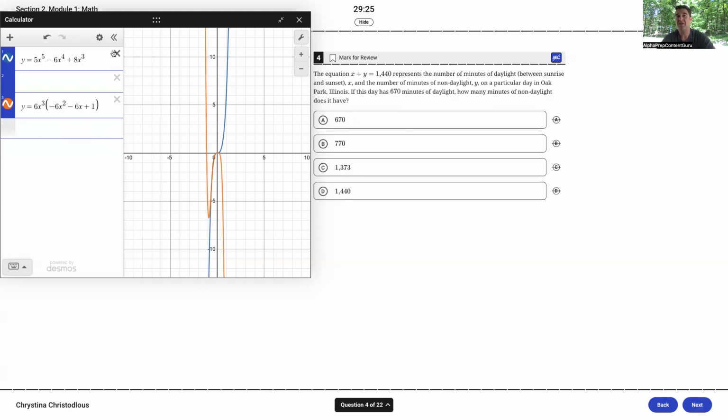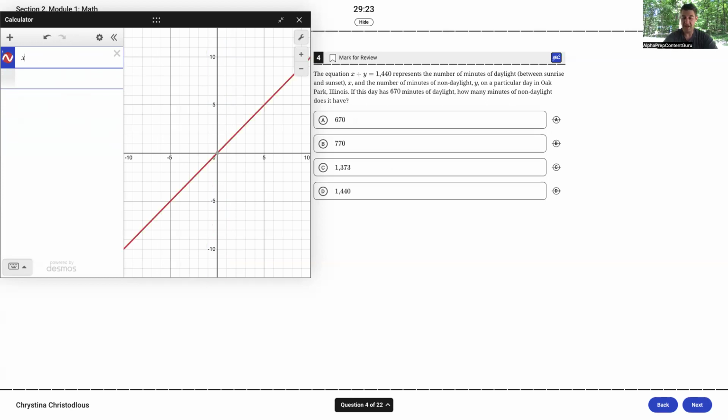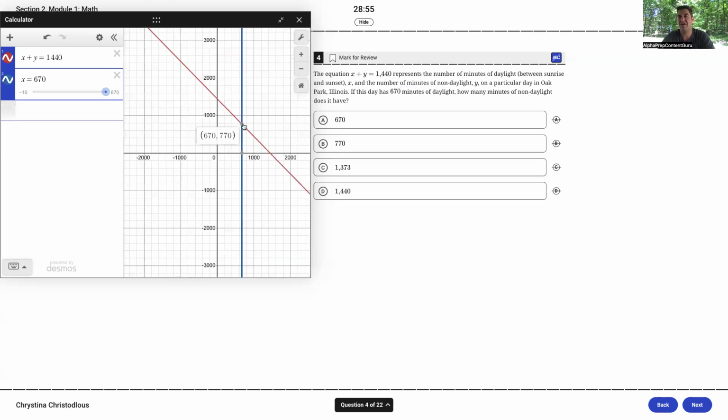I'm going to 4. I've got the equation x plus y equals 1440. So this is the number of minutes of daylight between sunrise and sunset is x. The number of minutes of non-daylight is y. It says if they have 670 minutes of daylight, and that's x, I'm going to go ahead and say x equals 670. It's just checking 670. How many minutes of non-daylight does it have? I'm going to zoom out and I'm going to see where these two graphs cross each other. So when x is 670, y is 770. The answer is B. Thank you very much.